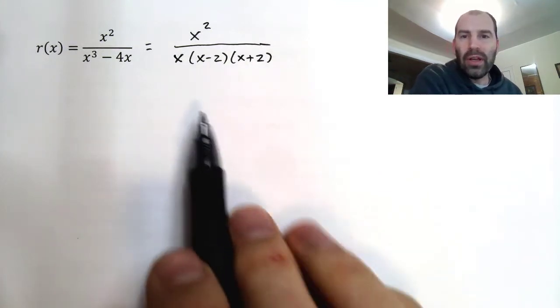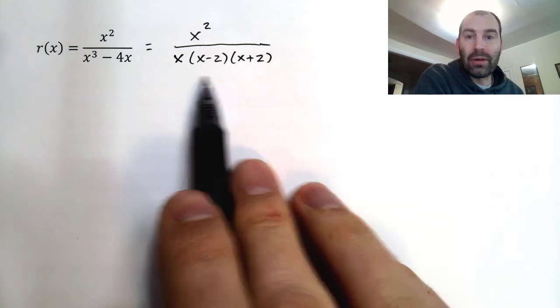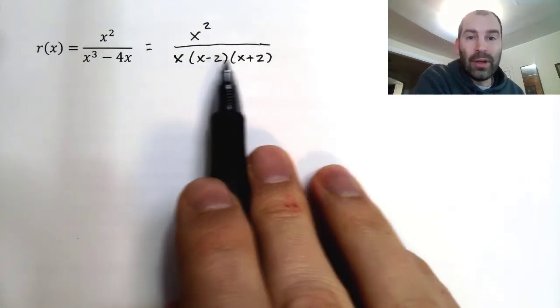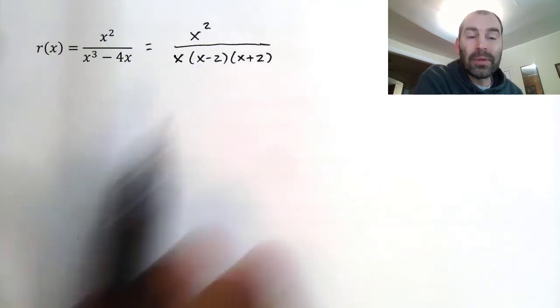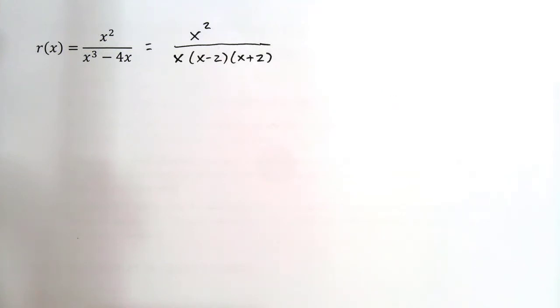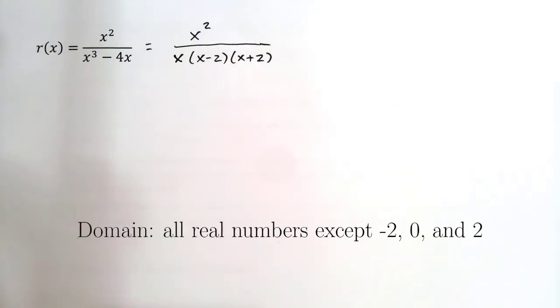Okay, so now we'll look to see where the denominator is equal to 0. And we can see that it happens at three different numbers. It happens at 0, 2, and -2. So there are three numbers where this is undefined, but it is defined for every other number. So we can say the domain is all real numbers except -2, 0, and +2.